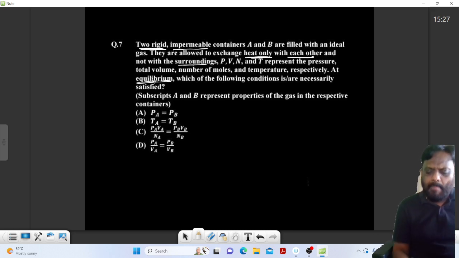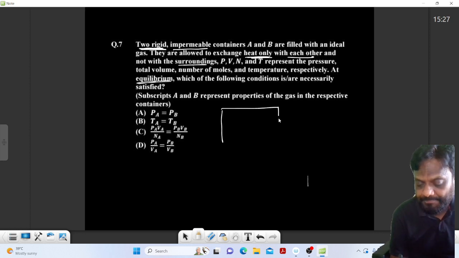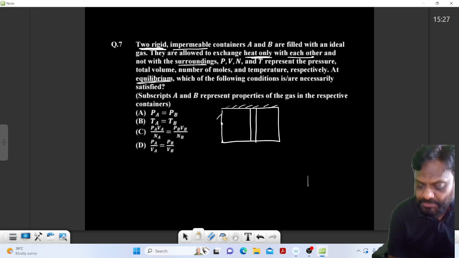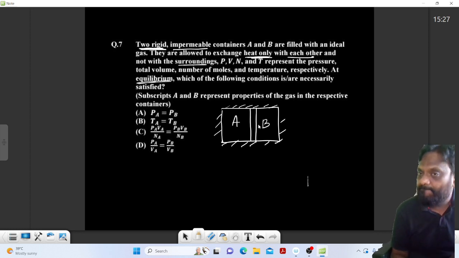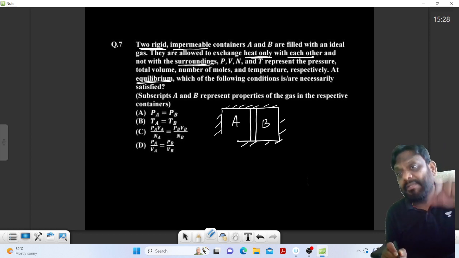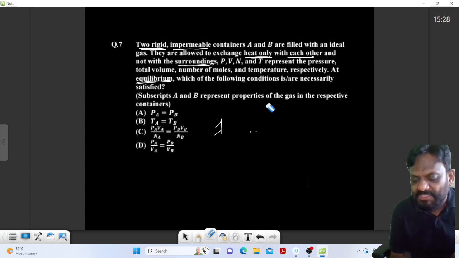My dear students, look carefully. You may be thinking that you have done so many questions of this type. Let it be insulated. Let it be gas A and gas B. Now, if this is a moving partition, there is a work transfer. But he clearly said there is heat transfer and rigid. So these containers are rigid, so this is not possible, sir. Therefore, if this is the case, then not only is the pressure the same, but the temperature is also the same at equilibrium. But this is not the case.